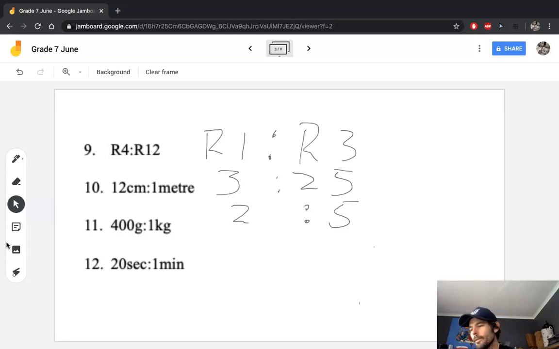And your last one, we're going to convert 1 minute to 60 seconds. Okay, you can see that 20 goes into both 20 and 60. So my simplified ratio there, 20 divided by 20 is 1, 60 divided by 20 is 3, and my simplified ratio is 1:3.